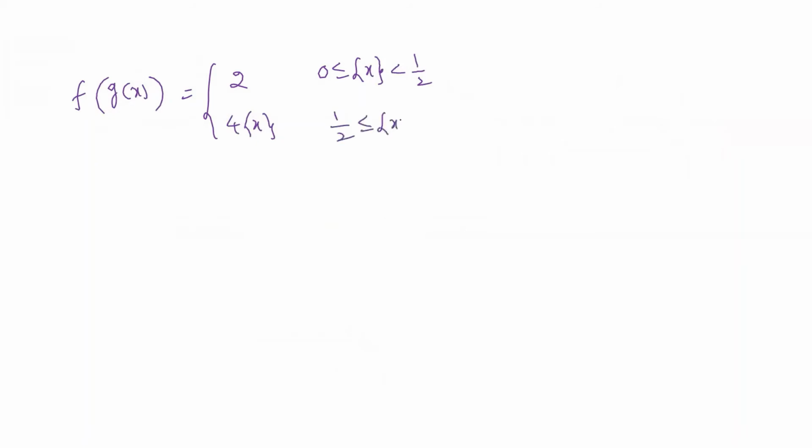So we got f of g of x is going to be equal to 2 when 0 is less than or equal to the fractional part of x less than 1 by 2. And we got this one as 4 times the fractional part of x when 1 by 2 is less than or equal to the fractional part of x less than 1. But in the beginning, we have discussed one property, right? The fractional part of x is going to be equal to x when x belongs to 0 to 1. So I can replace this fractional part of x with x pretty directly.